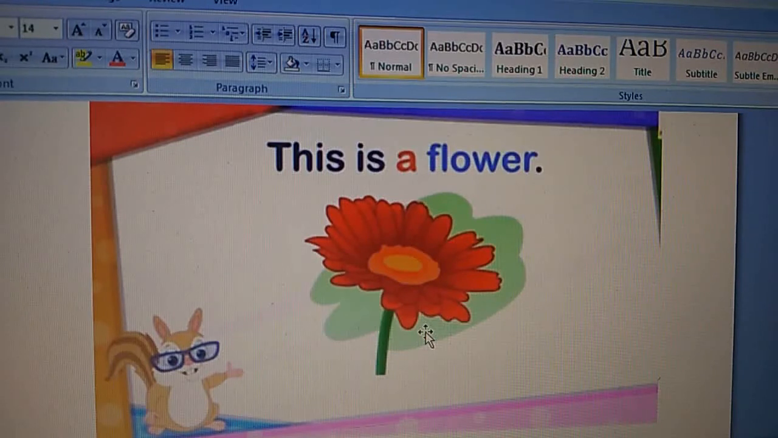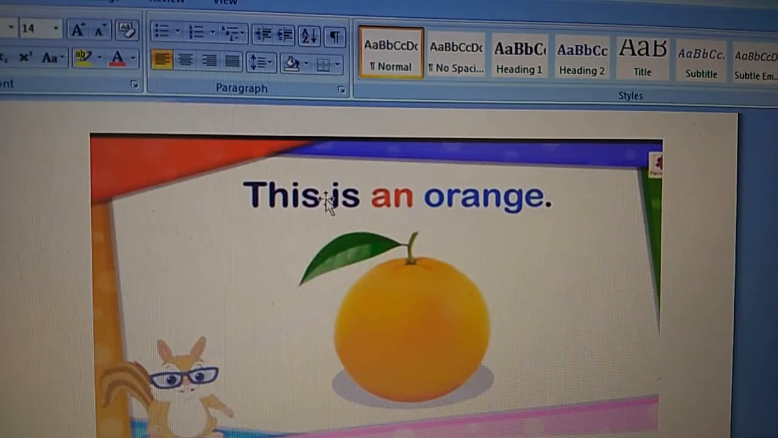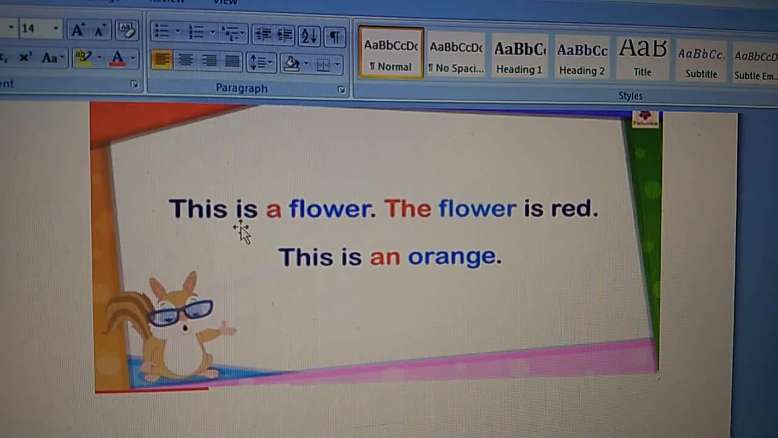Now, let us see the example. This is a flower. Second, the flower is red. This is an orange. So, this is a flower. The flower is red. This is an orange.